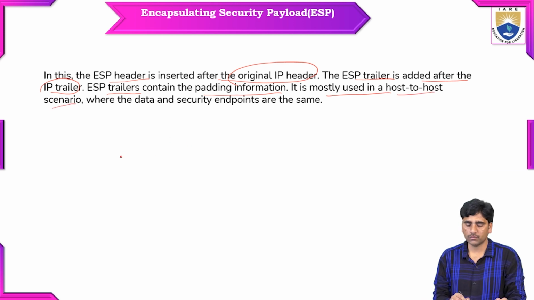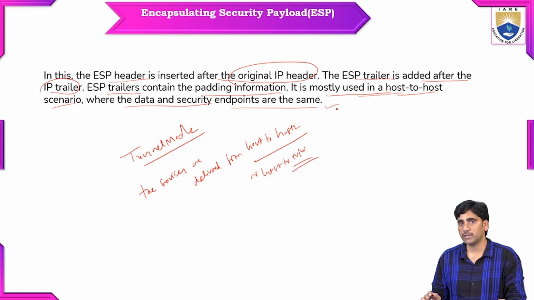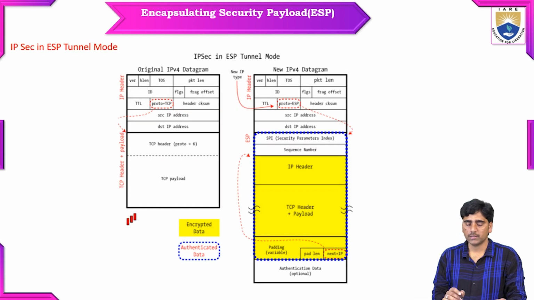It is mostly used in the host-to-host scenario, where the data and security endpoints are the same. That's why we said that in the tunnel mode the services are delivered from host to host or host to network. This is IP secure in ESP tunnel mode.